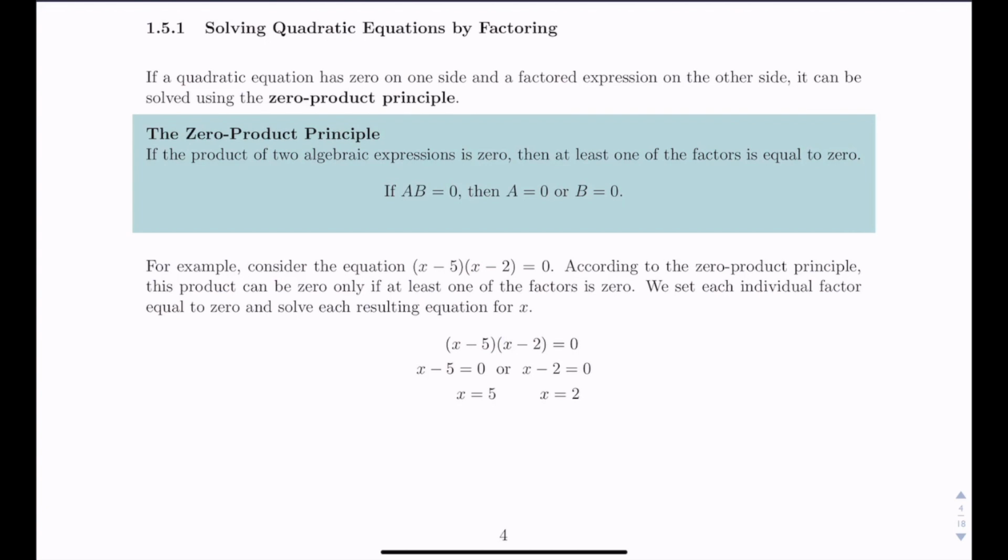So once we have factored and we set it equal to 0, we want to set each individual factor equal to 0 and solve each resulting equation for x. So for example, x minus 5 times x minus 2 equals 0. I want to set x minus 5 equal to 0 or x minus 2 equal to 0, and then solve, and we get x equals 5 and x equals 2.